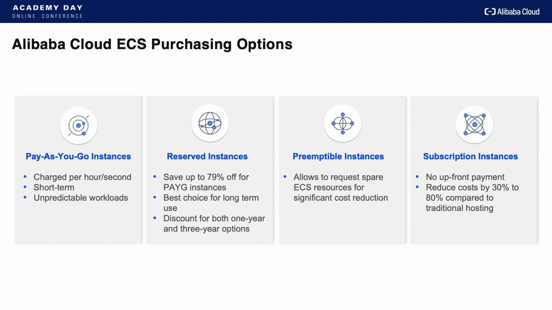Great, we've just covered the pay-as-you-go and subscription billing methods in great detail. As shown in our previous examples, Alibaba Cloud's Elastic Compute Service supports both the pay-as-you-go and subscription purchasing options. But in addition to these, we offer two more purchasing options, namely reserved instances and preemptible instances.